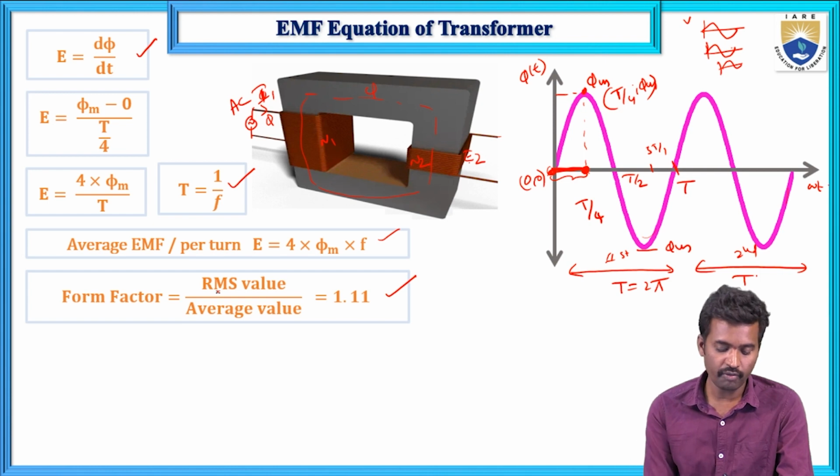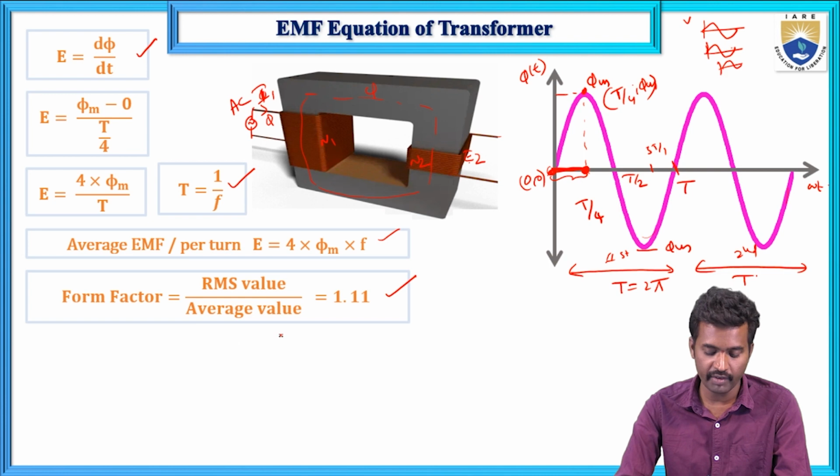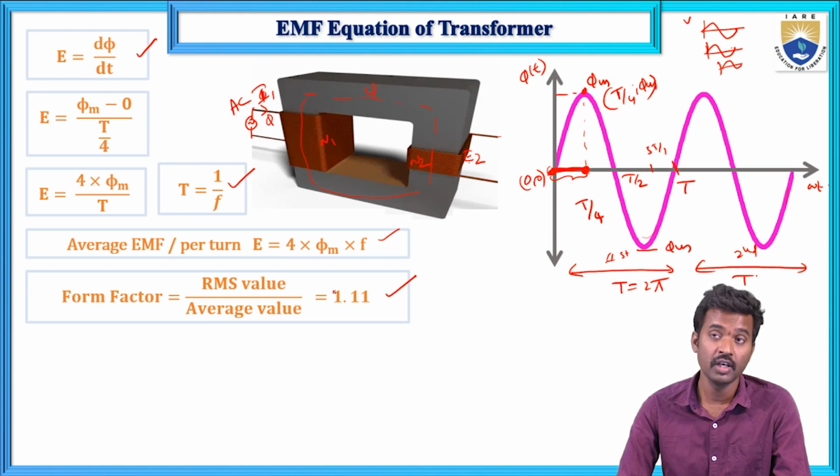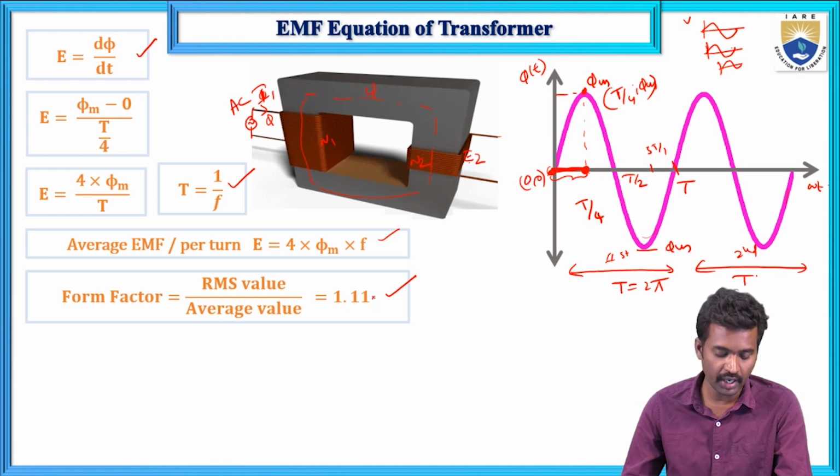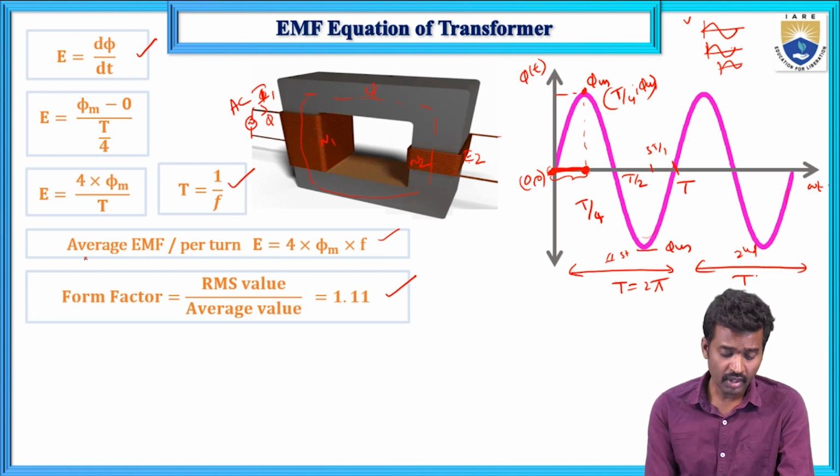Now form factor equals the ratio of RMS value to the average value. This value is different for different types of waveforms. For a triangular wave it is different, for a square wave it is different. For a sine wave this value is 1.11. This I will explain in the next slide. Now here this is our average value. So form factor equals 1.11 for this particular waveform.